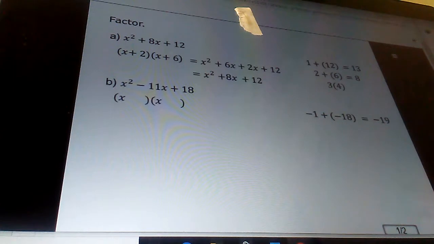Let's try another pair. How about negative 2 and negative 9? Negative 2 times negative 9 is positive 18. Negative 2 plus negative 9 is negative 11, which is what we want. So these are the other terms in the binomial factors. Let's write them in the parentheses.